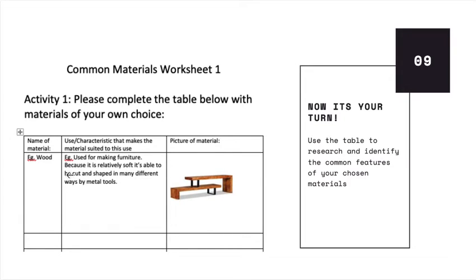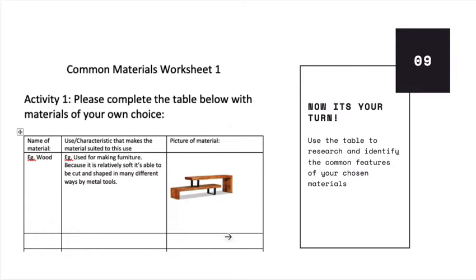So you can see on mine, I've chosen to use the example of wood. And I wrote that it's used for making furniture because it is relatively soft and it's able to be cut and shaped in many different ways by metal tools. Now it's obviously not so soft that when you sit in it, it breaks, but it's soft enough that it can be shaped and cut by metal tools, which is why it's particularly useful. Now there are 5 more boxes for you to fill out.